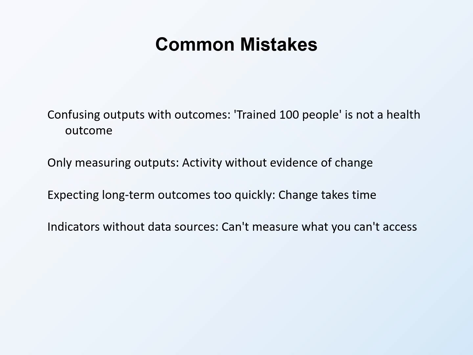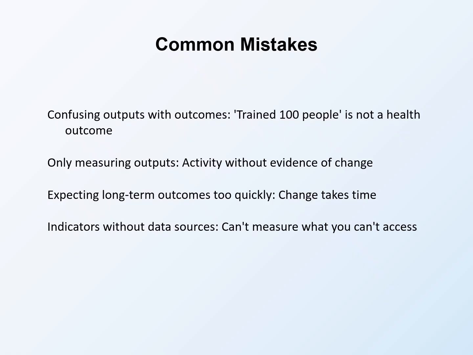Let me highlight common mistakes: confusing outputs with outcomes. Trained 100 people is an output. Whether they learned anything is an outcome. Whether their health improved is a longer-term outcome. Keep these distinct. Another mistake is only measuring outputs. Many programs track activities completed but never measure whether change occurred. They can report what they did, but not what they achieved. This is insufficient for learning or accountability.